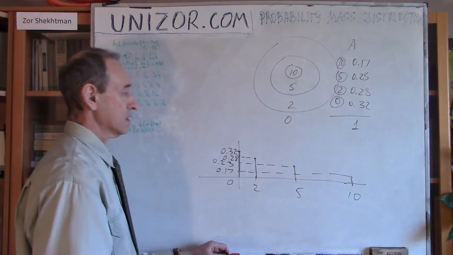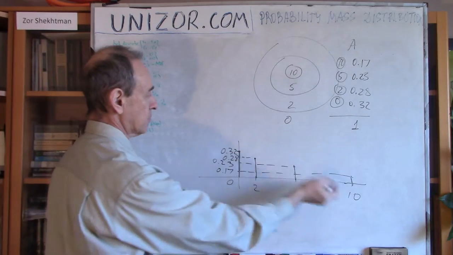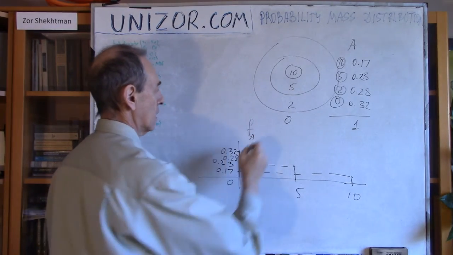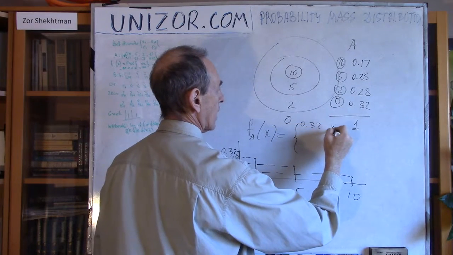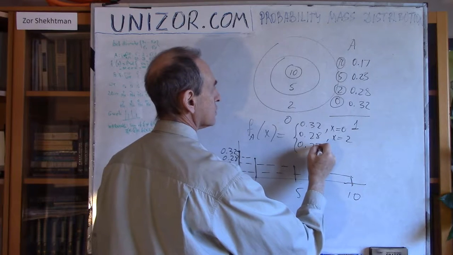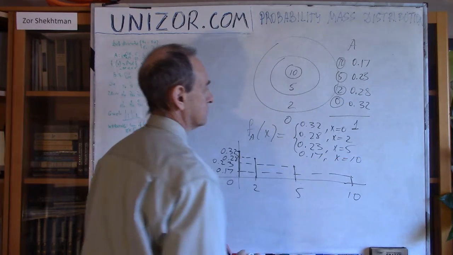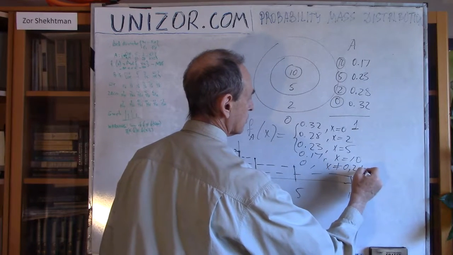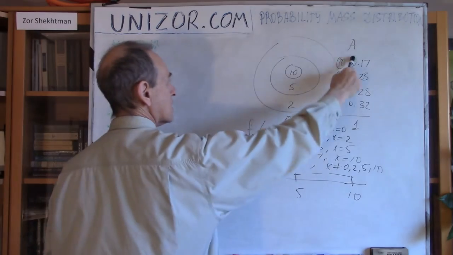The probability is decreasing, obviously, as the precision of shooting increases. And the sum of these probabilities is equal to 1. So this is basically the representation. And the function, let's call it fA of x, would be equal to 0.32 for x equal to 0, 0.28 for x equal to 2, 0.23 at x equal to 5, and 0.17 at x equal to 10. And it's 0 for all other values of x. So our random variable can take these values with these probabilities.